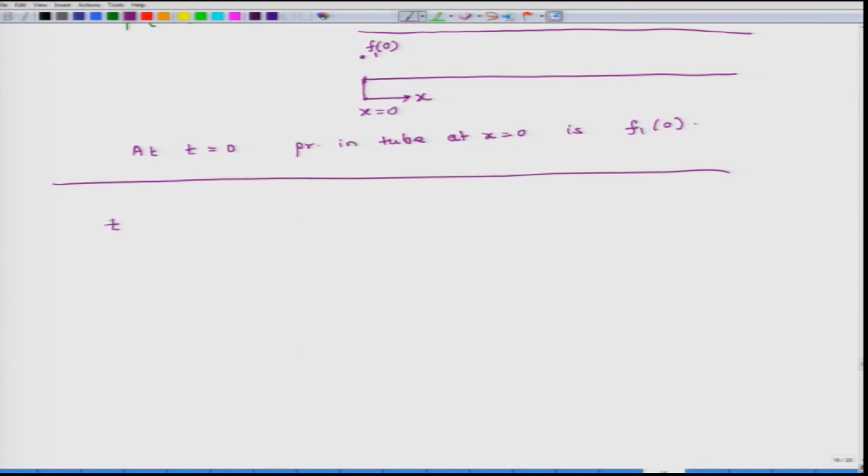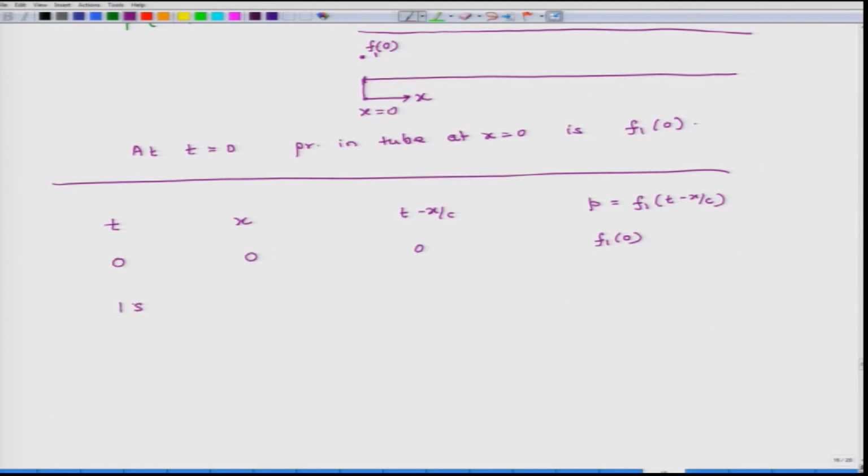We will make a table. In this table we will have time, we will have x, we will have t minus x over c, and we will have p equals f1 of t minus x over c. So we have said that at time t equal to 0, at location x equal to 0, t minus x over c is 0, and the pressure is f1 of 0. Now consider time 1 second.